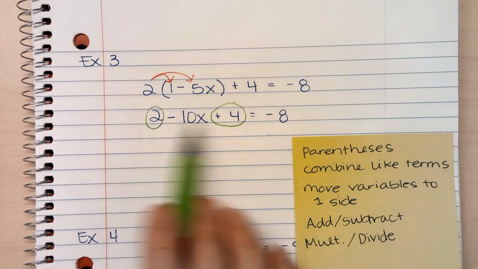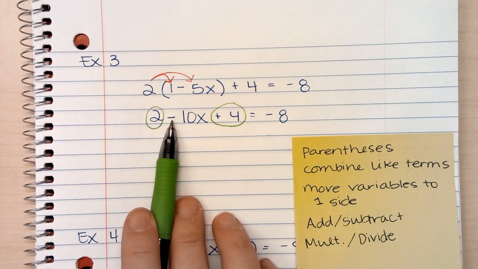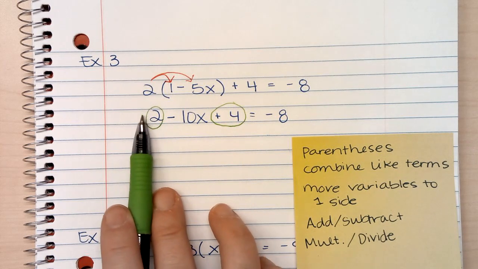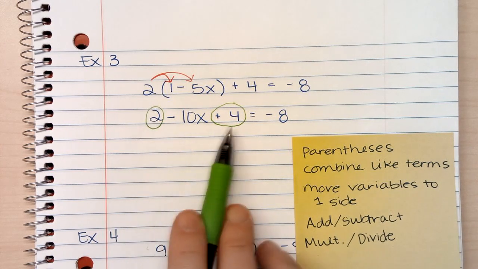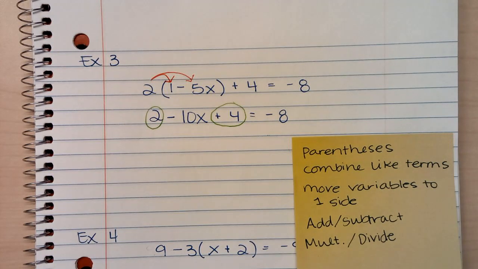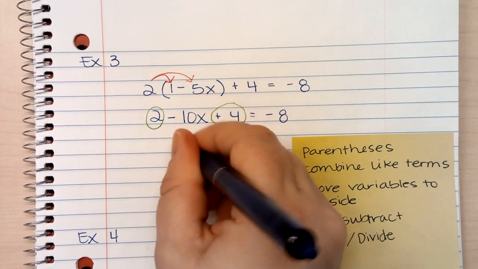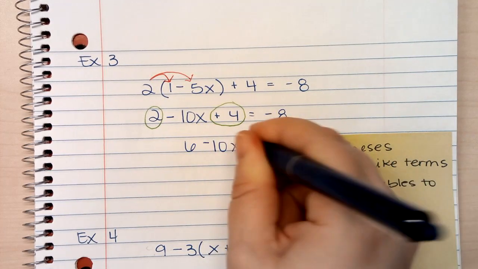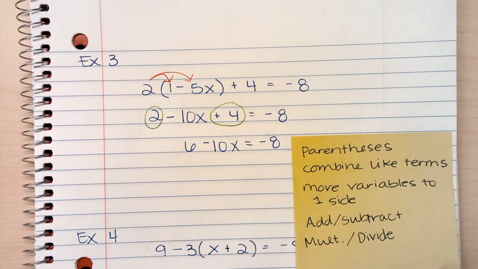It's not 2 minus 4. Don't take that sign. It's only the sign that's in front of a number. So since there's no negative here, we know this is a positive 2 and a positive 4. And when you put those together, you get 6. Bring down what's left over. Minus 10x equals negative 8.